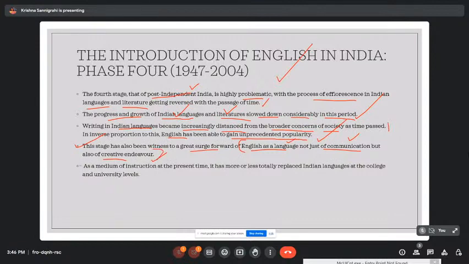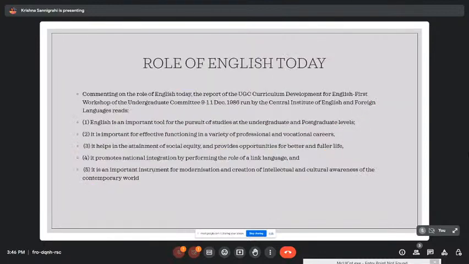As a medium of instruction at the present time, it has more or less totally replaced Indian languages at the college and university levels. So you can see how now we are using English for almost all the different purposes, and at the universities and colleges, the medium has been English. So, as we are discussing the situation of English in India at present, an understanding of the role of English today is important.